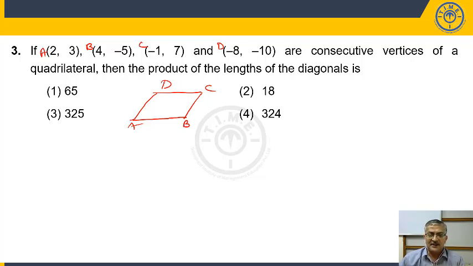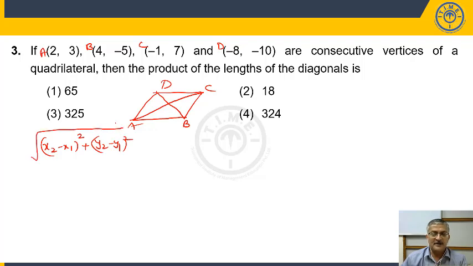ఒక డయాగ్నల్ ఏమవుతుందండి, AC అనేది ఒక డయాగ్నల్, BD అనేది ఒక డయాగ్నల్. సో సింప్లీ ఇక్కడ AC అంటే ఏంటంటే ఇక్కడ డిస్టెన్స్ బిట్వీన్ ద 2 points. We know that distance between the 2 points is root over x2 minus x1 whole square plus y2 minus y1 whole square. So first we calculate the AC distance. A point entandi (2,3), C point entandi (-1,7).